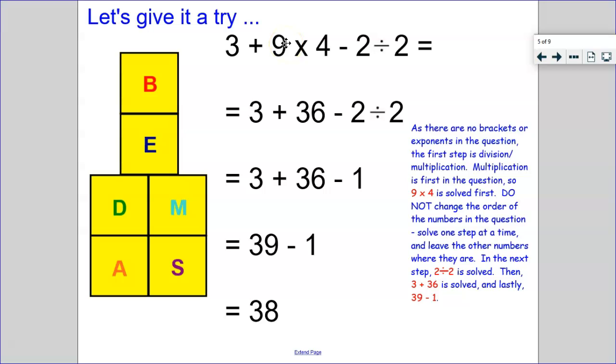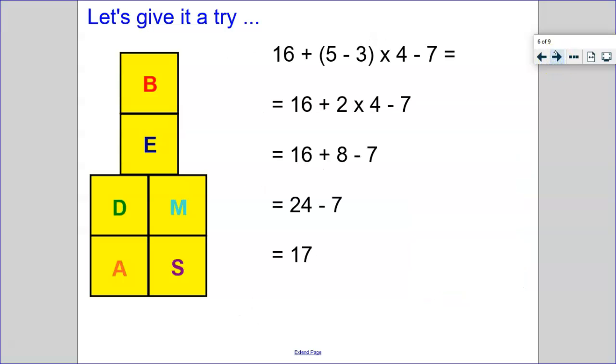So rewrite each step of the question. So 3 plus 36, 9 times 4, minus 2 divided by 2, and then the next step is 3 plus 36, now we've got to do the division, which is 2 divided by 2. So subtract 1, and then we do the addition, 36 plus 9, minus 1, and we get an answer of 38. Okay, this is without any integers other than them being positive right now.